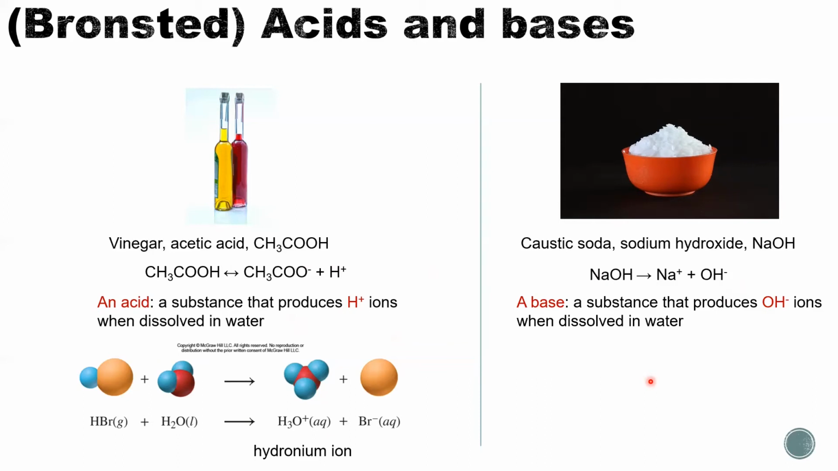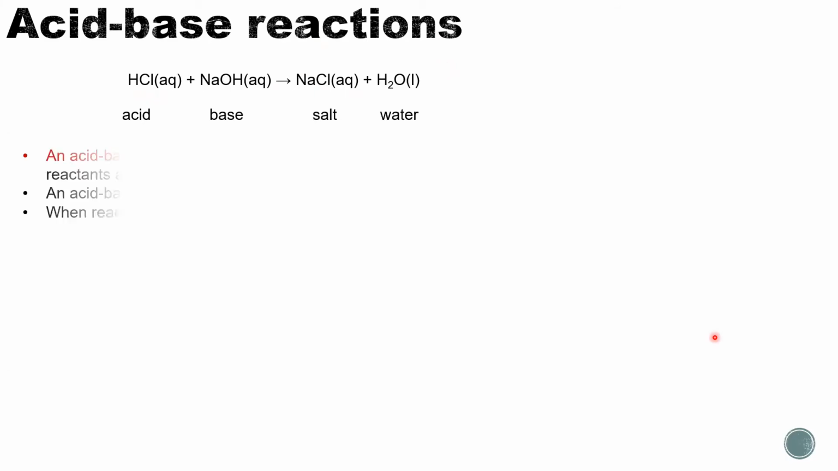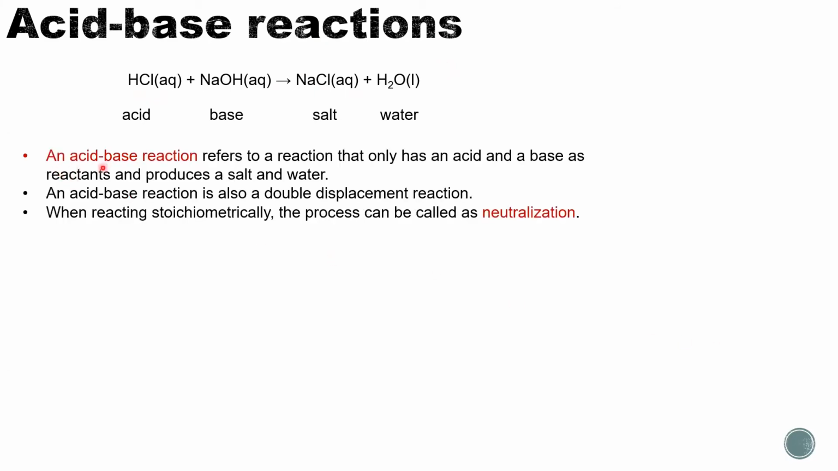Now, if we put an acid and base together, then we have an acid-base reaction. For example, here is an acid-base reaction. As a reactant, we have an acid, HCl, and a base, NaOH. As a product, we have a salt, sodium chloride, and water. So, an acid-base reaction refers to a reaction that only has an acid and a base as reactants and produces a salt and water.